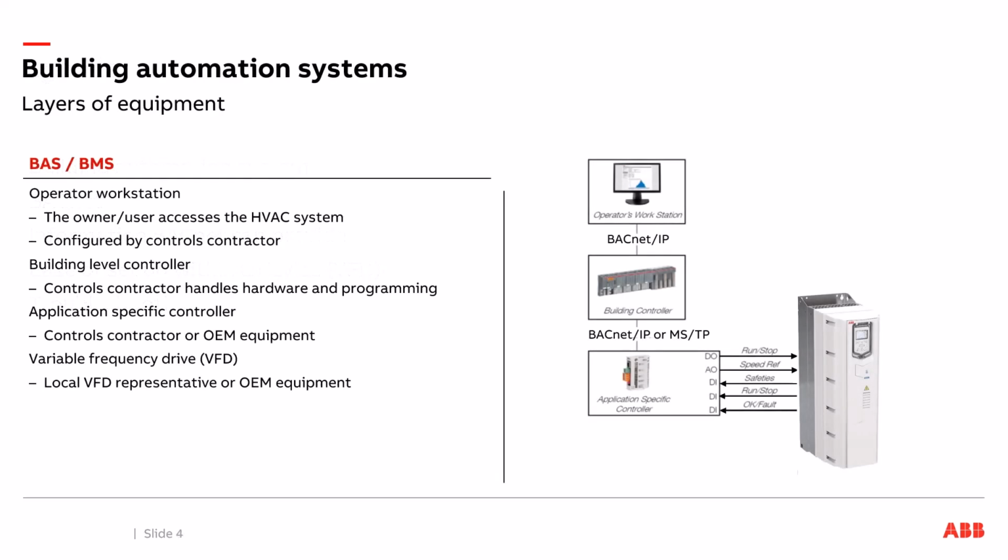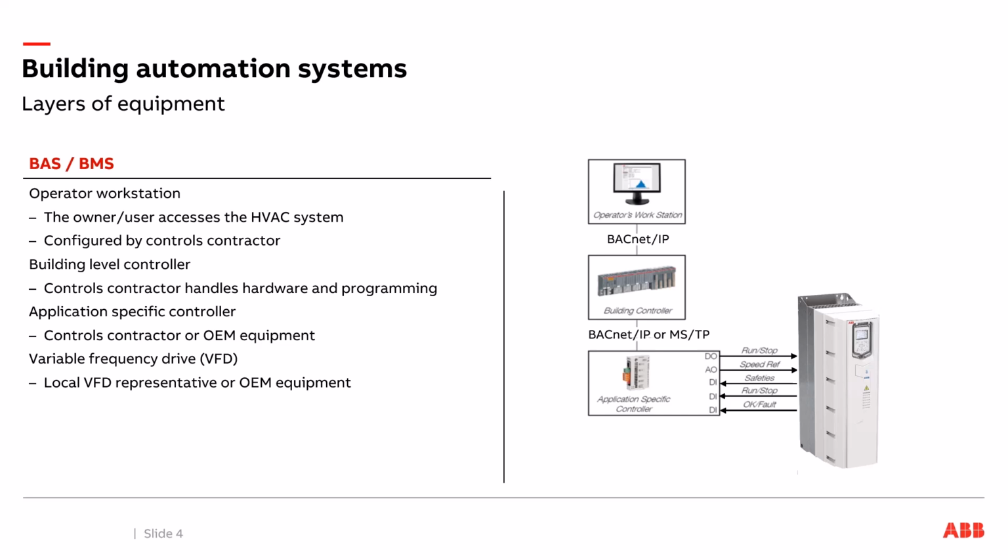So, looking at a building automation system. BAS, building automation system, and BMS, building management system, mean the same thing. We're going to start at the high level. As you look at the image on the right, at the top you've got your operator workstation. You can view that as your computer screen. It's your interface into your building's HVAC system, and that's typically set up by your controls contractor. That is going to be talking BACnet to a building controller, which is also provided by the controls contractor. That's the higher level brains that's controlling your system's HVAC.